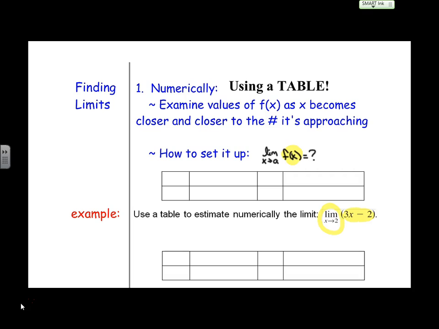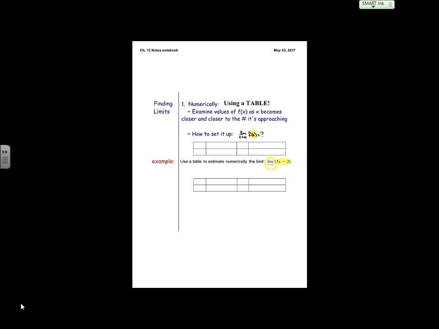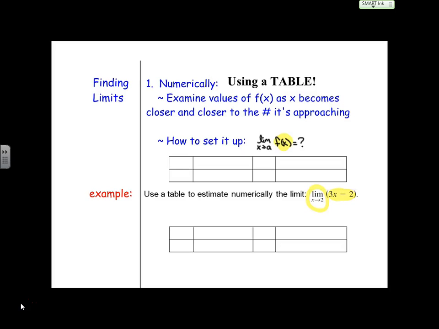Limit is an operation. I'm not sure if I should actually call it that, but that's okay. We'll say the limit is an operation. What would I actually call it? That's a really good question. I'll stick with operation for right now, although operations are usually like addition, subtraction, multiplication, division, so I don't know about that. But a function is 3x minus 2.